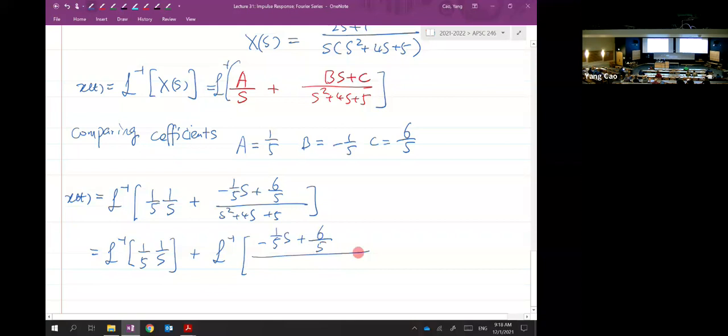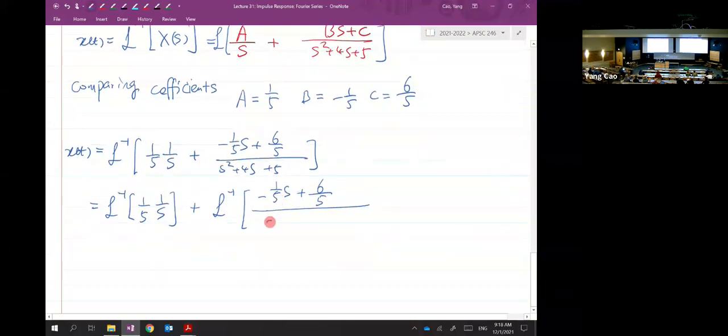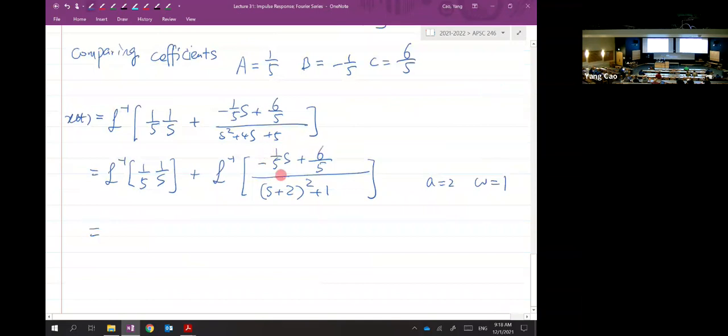All right, so I'm going to leave the numerator untouched, and the denominator, I will write as what's given in the table, (s plus 2) squared plus 1. We did that for the impulse response. So a equals 2, omega equals 1. Okay. So now let's manipulate the numerator here so that we can use the table. First, inverse Laplace transform the first term. That's straightforward. It's just 1 over 5 times u of t.